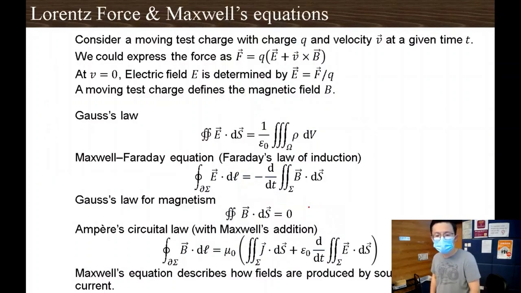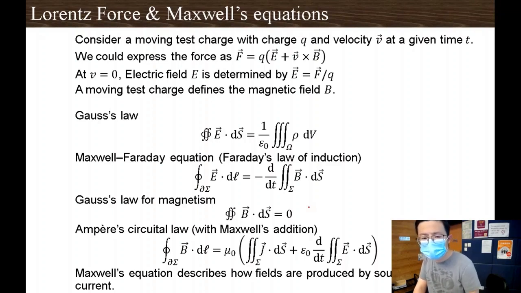Okay, now let's try to review what you have learned in the Physics 2041 class, the introduction to electromagnetism. In principle, what you have learned can be summarized by five equations. The first one you can treat as the definition of the electric field and the magnetic field.